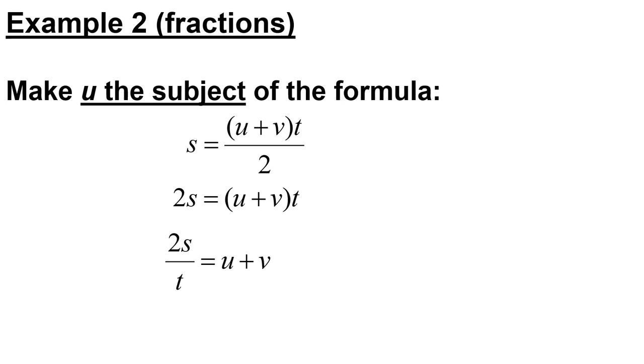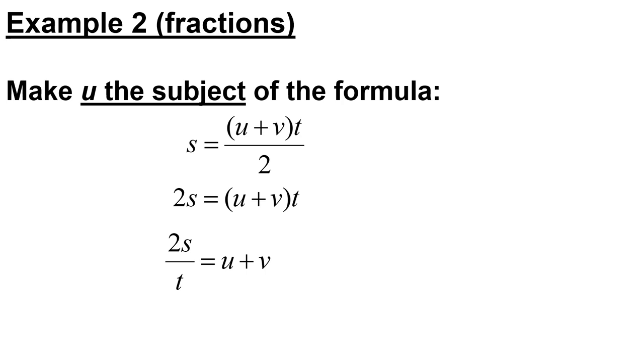And then, because u is the subject of the formula, you must be able to divide by t. You are left with 2s all divided by t, and on the other side, when you divide by t, the t cancels the t.